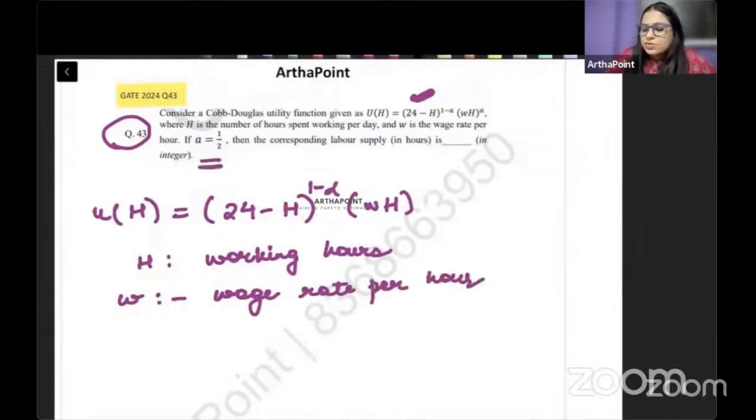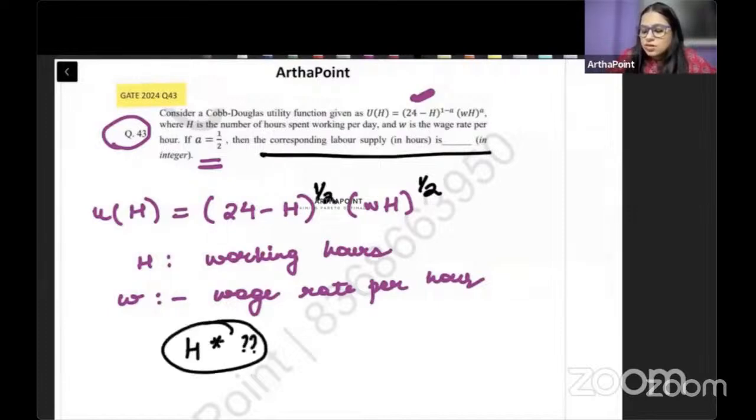Here the value of alpha is half. So 1 minus alpha will also be half. Then the corresponding labor supply in hours. That means you need to tell the value of H star. And this is a NAT question, so no options were available. You need to give me a number for this answer. Try to do this question as quickly as possible. Go ahead.